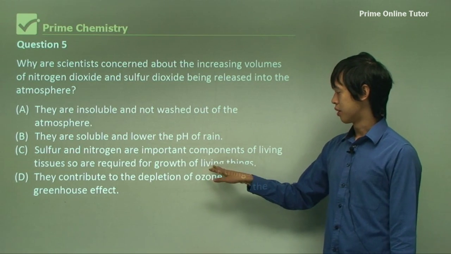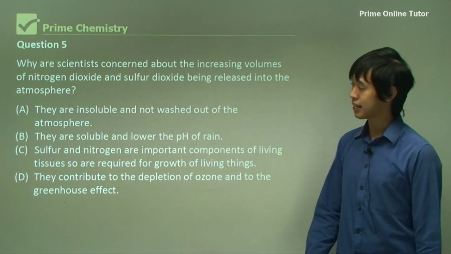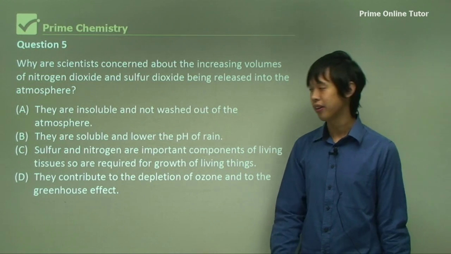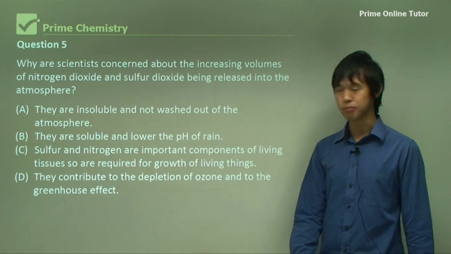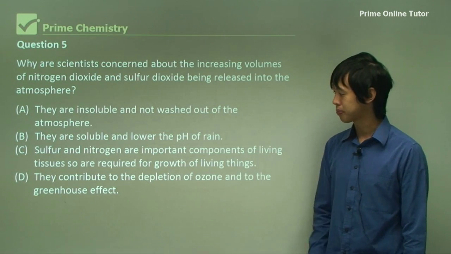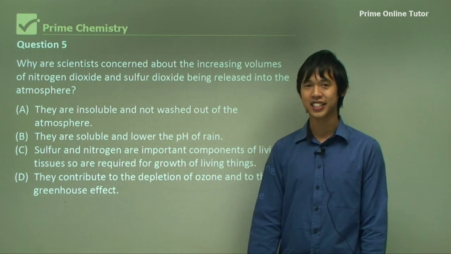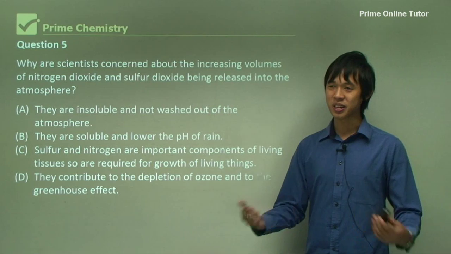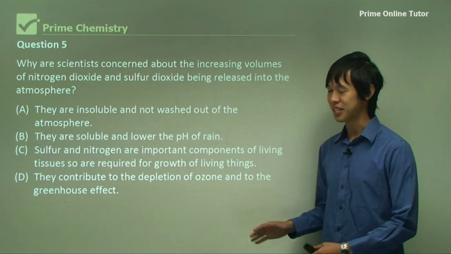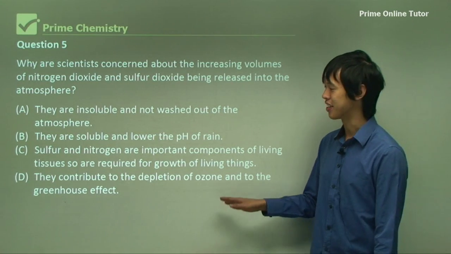C, sulfur and nitrogen are important components of living tissues, so are required for growth of living things. Again, that's possible. Nitrogen is very important for our DNA. It's also very important for plant growth. But sulfur, not so much. And I don't know if this could be considered the best answer. D, they contribute to the depletion of ozone and to the greenhouse effect. A lot of people say a lot of things contribute to the ozone hole or greenhouse effect. This definitely doesn't apply to the greenhouse effect, or the depletion of ozone. So, definitely not D.